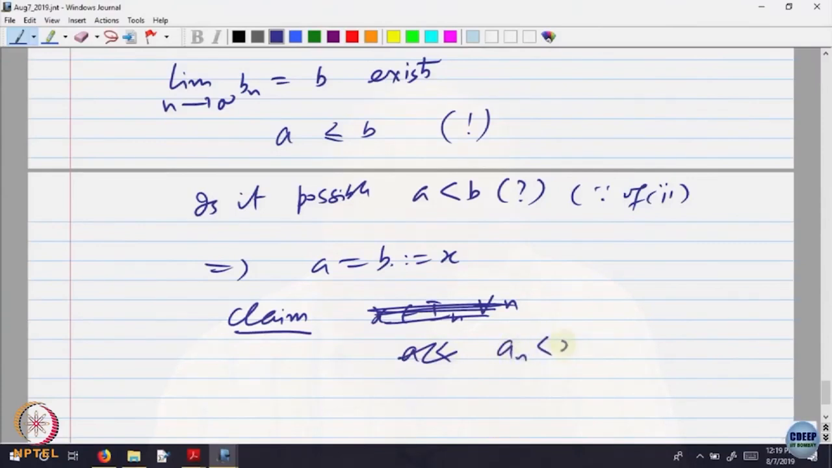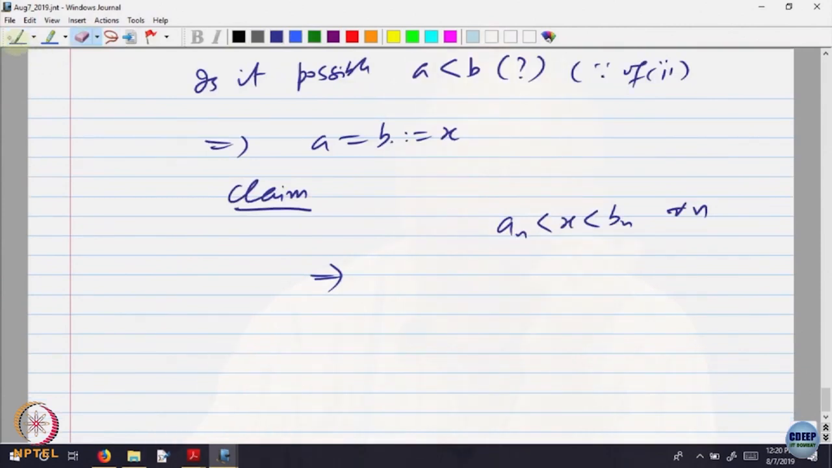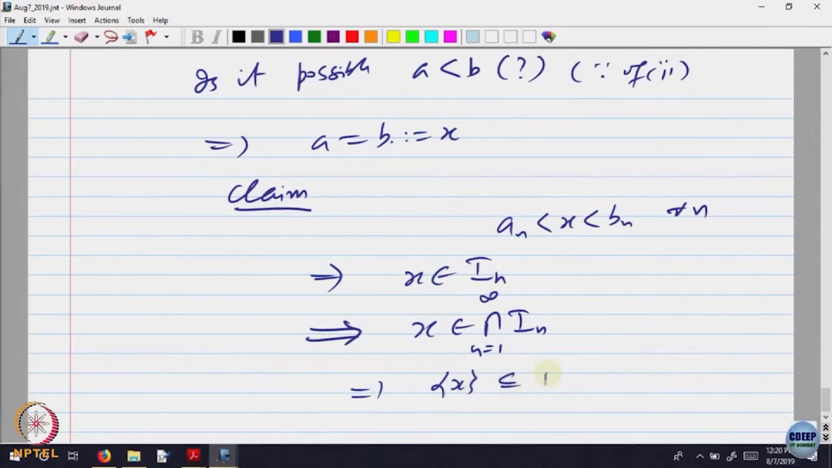Is it okay? x: A_n is less than x less than B_n for every n. Claim, this is okay. So, this implies, right, is that okay? I am just writing a weaker statement because that is true. So, this implies x belongs to I_n. Claim: can I say x belongs to the intersection of the I_n's? It belongs to each I_n, so it must belong to the intersection, right. So, this implies the singleton {x} is a subset of the intersection of the I_n.